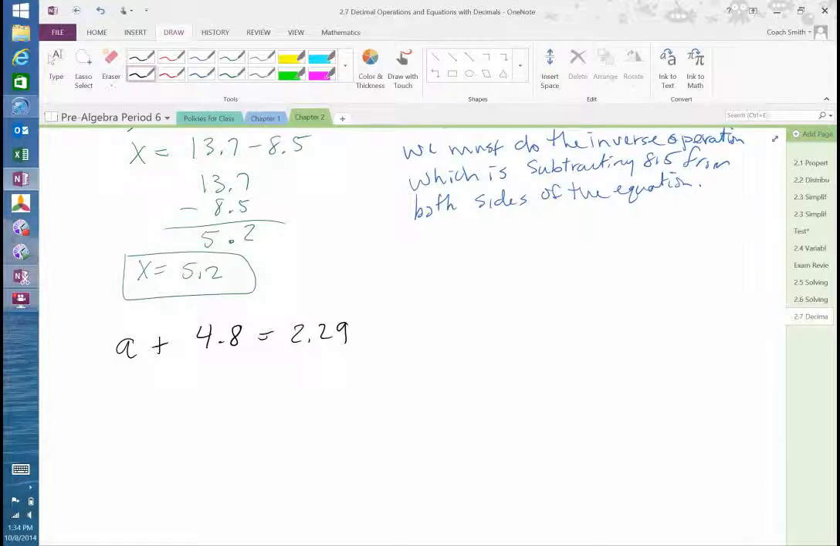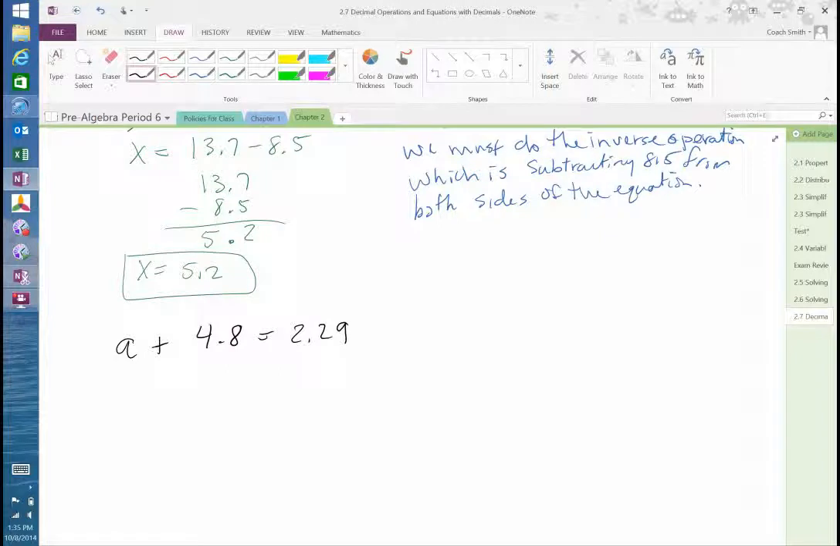Okay. Let me ask you this. Everybody look at the screen. Stop writing stuff down and look at the screen. Can I add a positive number to a positive 4.8 and get a smaller 2.29? No.